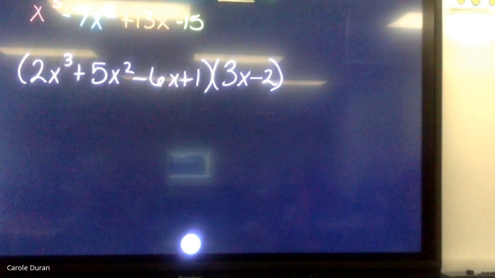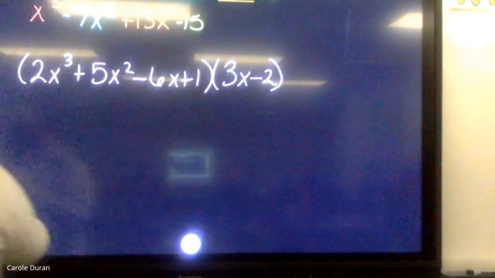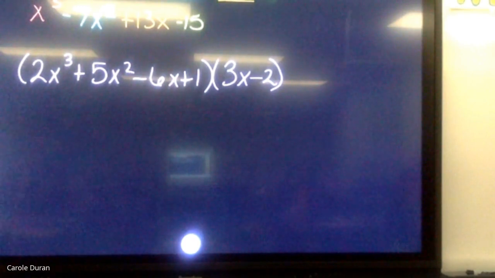Okay, are we ready? I'm not even done. Okay, I'm going to slowly start doing the multiplication so that if you are finished or if you get finished, you can check your work with mine. And then we'll do the combining together.